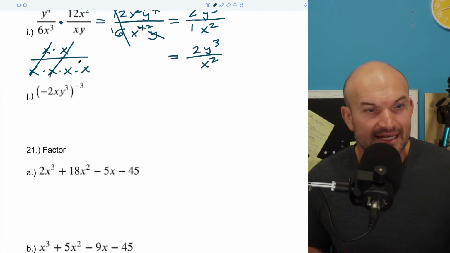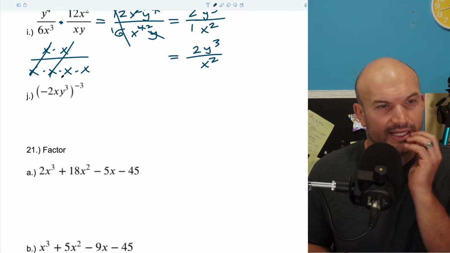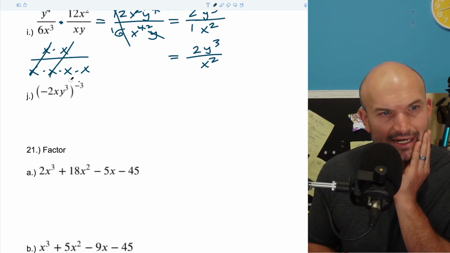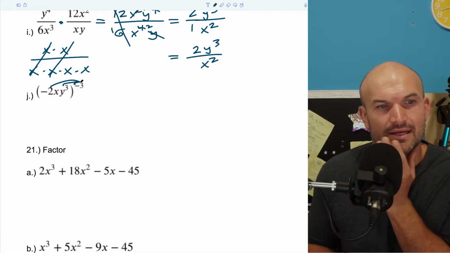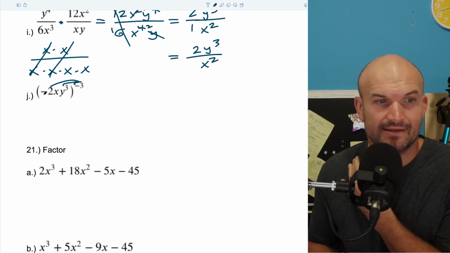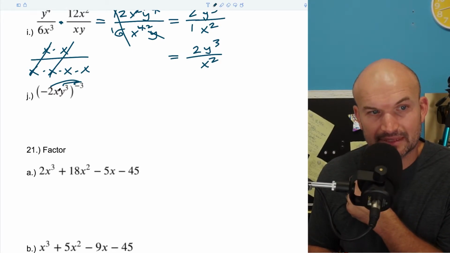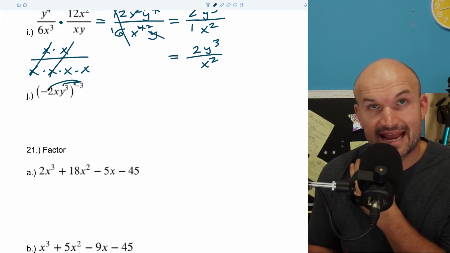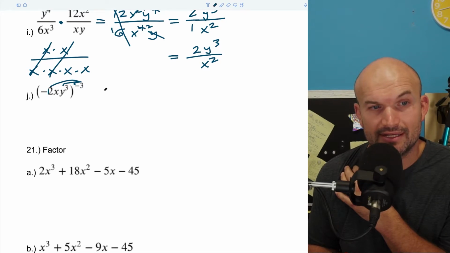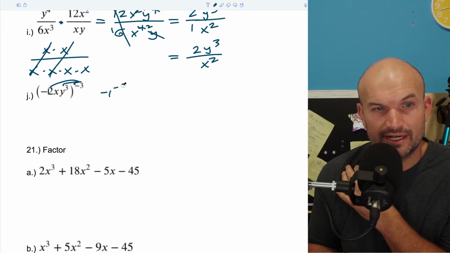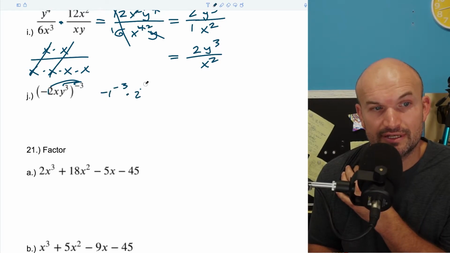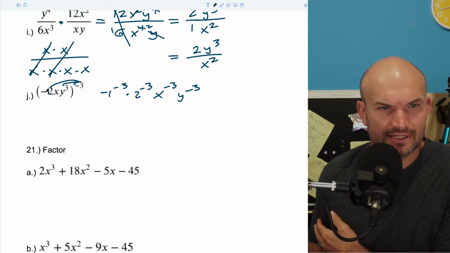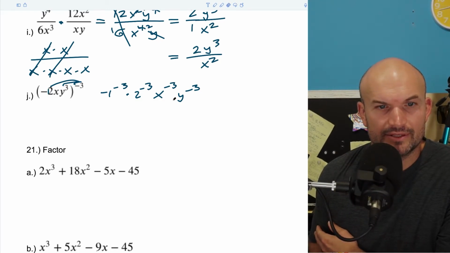Okay, another one over here: go ahead and again distribute. Now again, this is really important, because what I want you to understand is this negative here, this is a -1, right? So that's a -1 to the -3rd power times a 2 to the -3rd power times an x to the -3rd power times a y to the -3rd power. I'm sorry, I said that wrong.